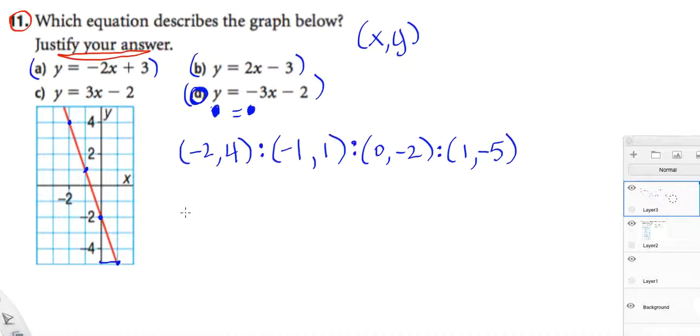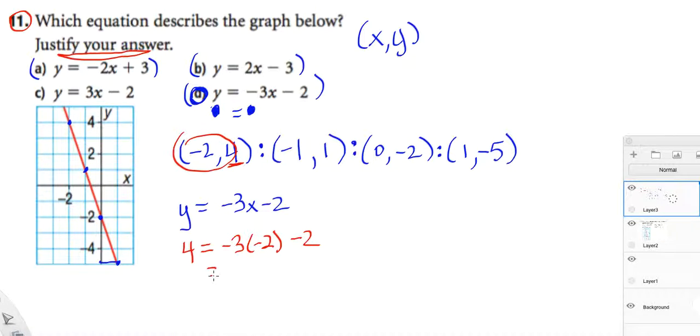So if we write out this equation, y equals -3x minus 2. Let's take just one of our ordered pairs. I'll switch back to red now. Let's take this ordered pair here and plug the numbers in. Our y value is 4. Remember, it always goes x and y. So let's put 4 on this side, and then we'll take -3 multiplied by -2 minus 2.